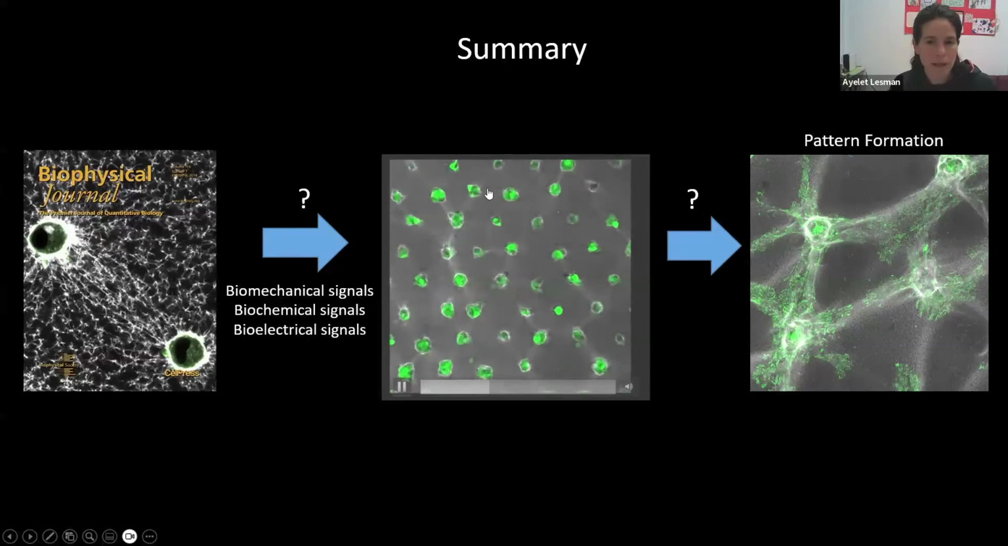And from here, whether this affects pattern formation, this is where we are heading. This is where we would like to understand more. We think we have a great system to explore that, a very controlled system, and we hope to look at the different signals that may take place during that process.